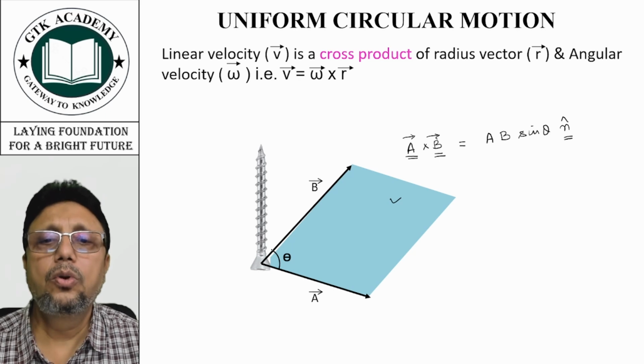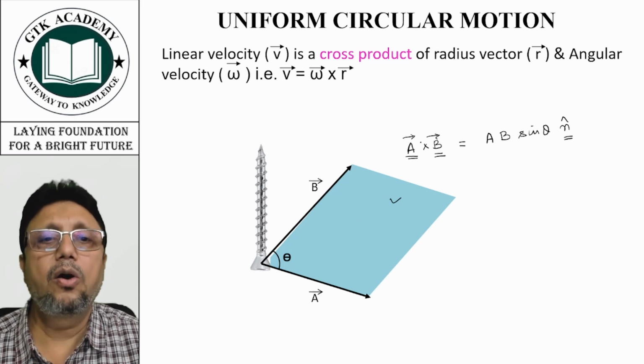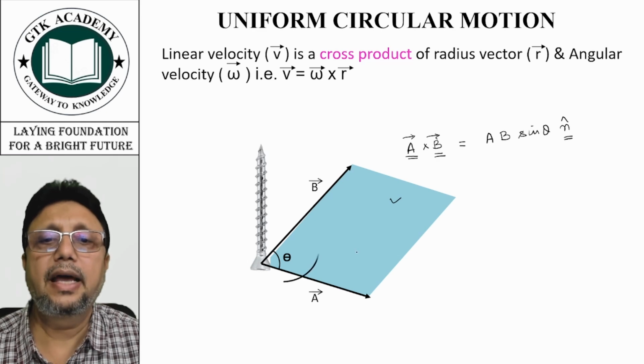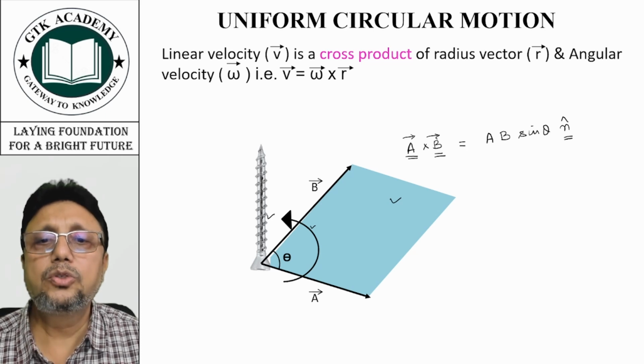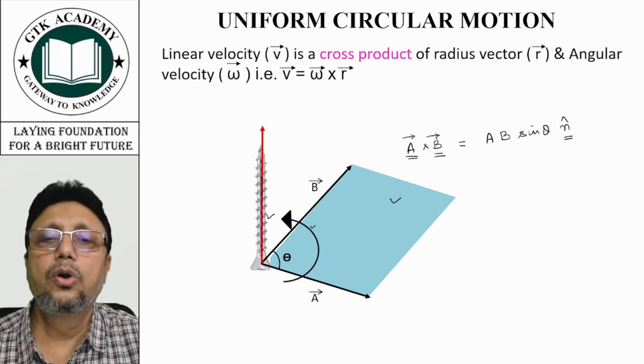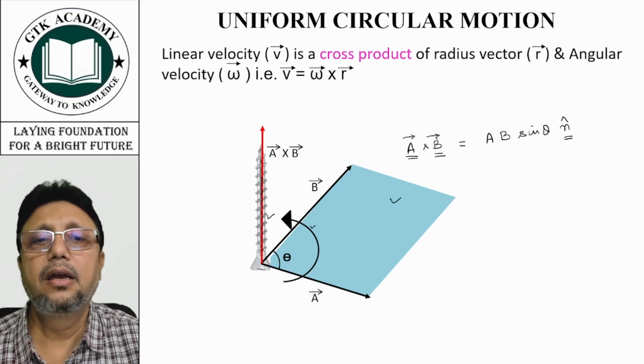We'll keep a screw in such a manner, as you can see in the figure, that its axis, this is its axis, is perpendicular to the plane formed by a and b. Now it is a cross b, so we will go from a to b like this. Now if we rotate this screw in the direction shown by this curved arrow, the screw is going to move in the direction shown by the red arrow. This is the direction of A cross B.